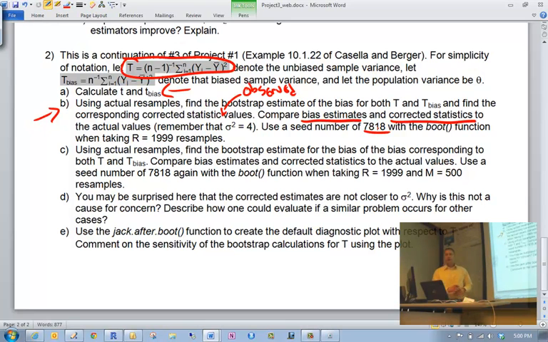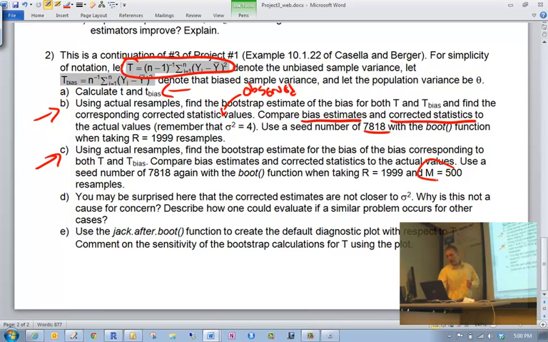Just so that everyone gets the same answer, use a particular seed number with the boot function, use R equal 1,999. Part C. Now using actual resamples again, find the bootstrap estimate for the bias of the bias. So this is now where really the new stuff in section 3.9 comes in. Compare these estimates to what you think should be, what are the true values.